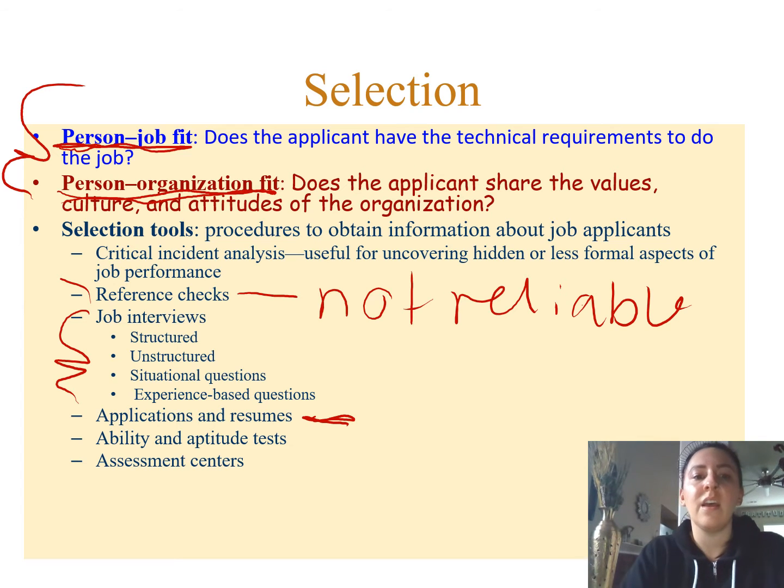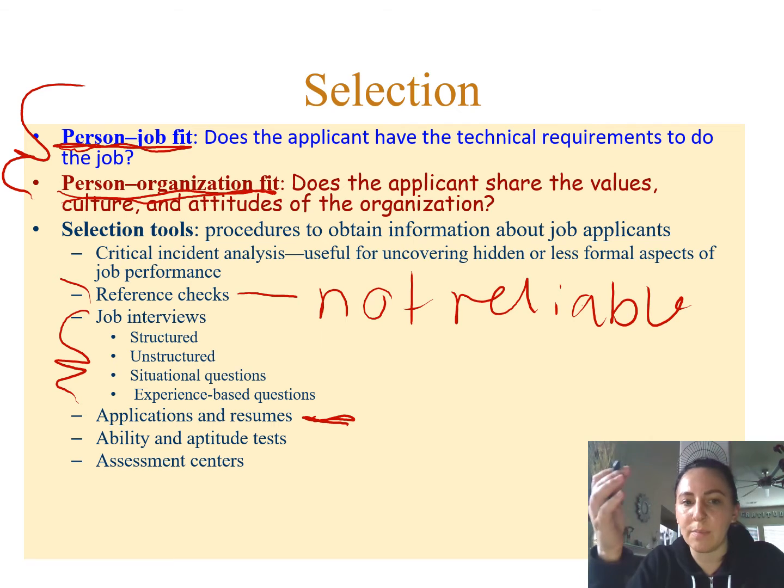All right, so next we'll have the ability and aptitude tests. I don't know if any of you have taken these. I bet some of you have. Okay, and I know that they do a lot of these ability and aptitude tests when you apply for leadership positions and managerial positions.